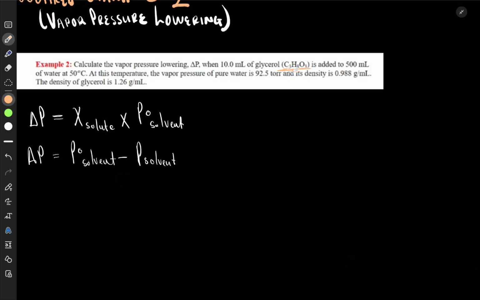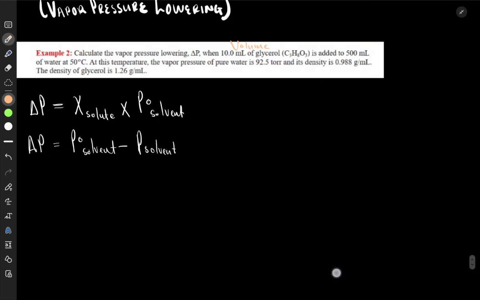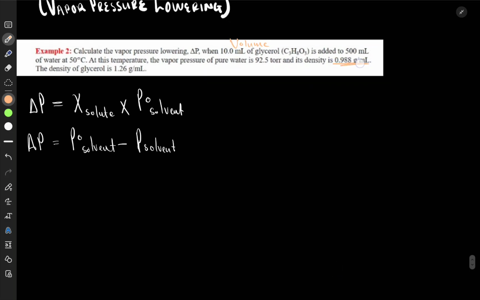We have glycerol. And what did they give us? They gave us milliliters. Remember, this is a small m, which is milli. This is liters. So milliliters, this is volume. They've given us volume of glycerol that is added to the volume of water. The vapor pressure is given. They've also given us the density of pure water and the density of glycerol. So either way, I have density, I have volume.